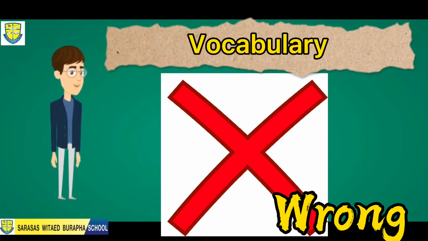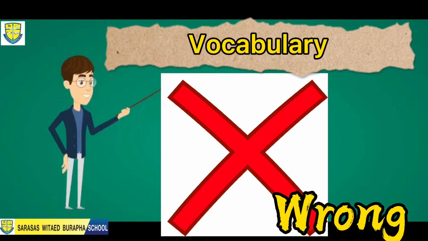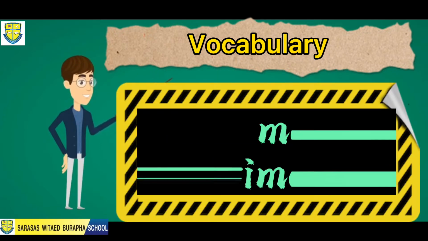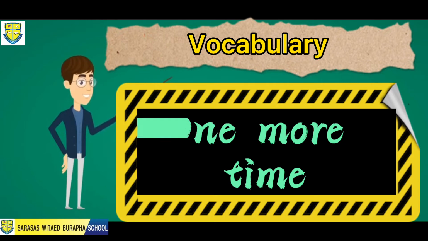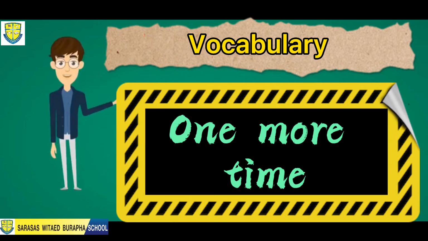And our third vocabulary word is wrong. Wrong. Now, let's spell the word wrong. W-R-O-N-G. Wrong.